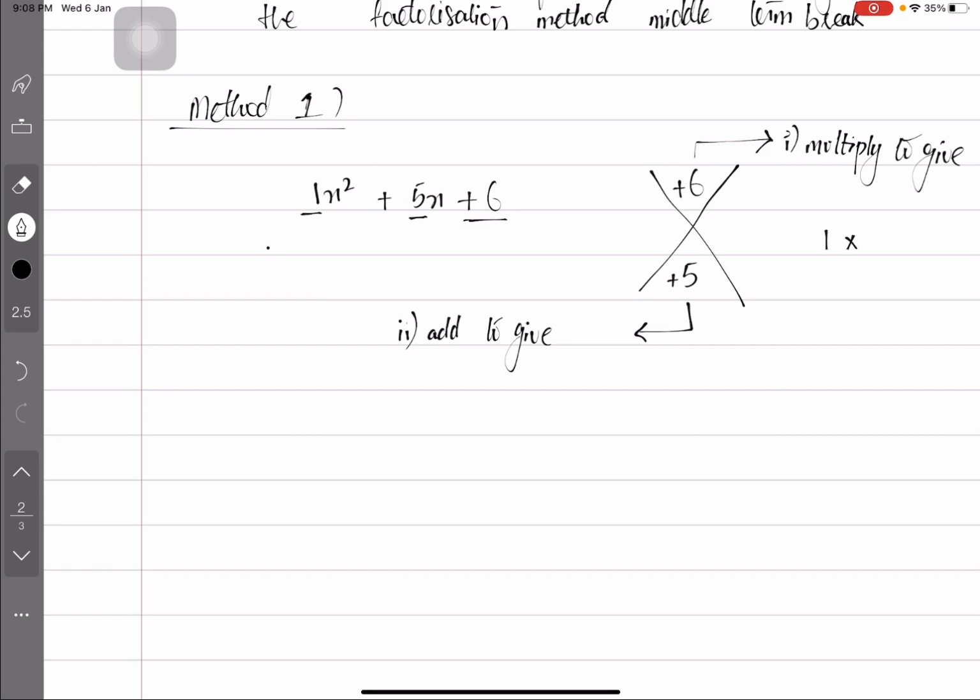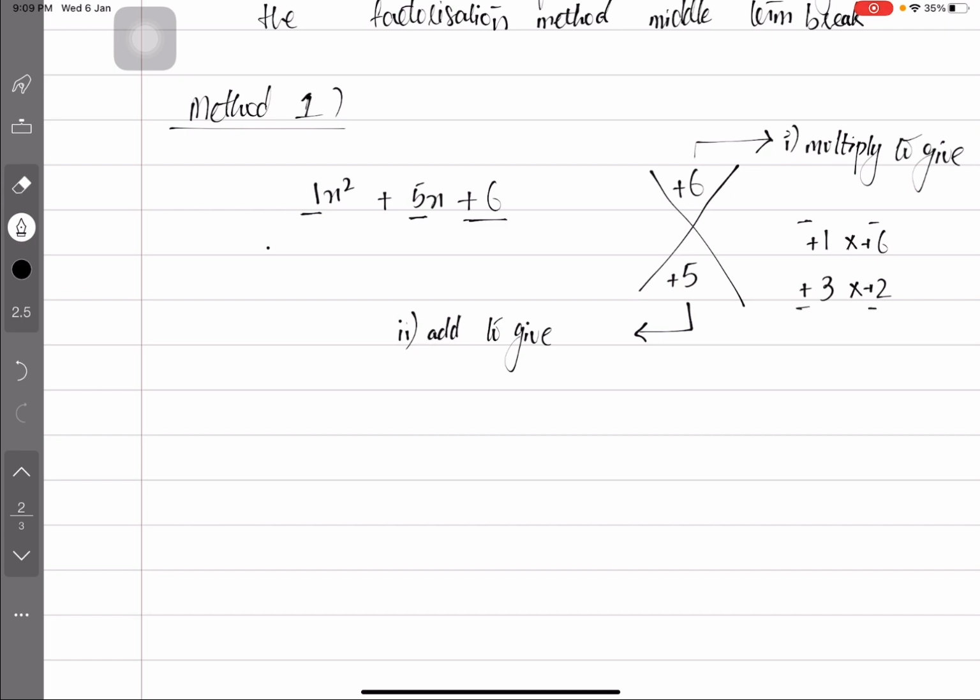To find the numbers, first we will make a list of factors of the number over the top. In this case, we have a 6. So simply, factors of 6 are 1 into 6 and 3 into 2. Both of these pairs satisfy the first condition, that they multiply to give plus 6, when we have a positive sign on both or a negative sign on both. Here as well, we can have a positive sign on both or a negative sign on both.